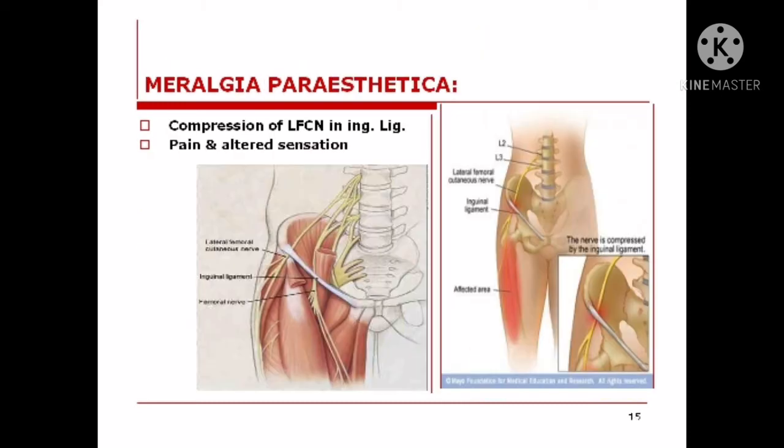Meralgia paresthetica is a clinical condition which results due to the compression of the lateral femoral cutaneous nerve when it passes through the inguinal ligament, because it pierces the inguinal ligament and enters the thigh. It results in pain and altered sensation, that is the paresthesia.